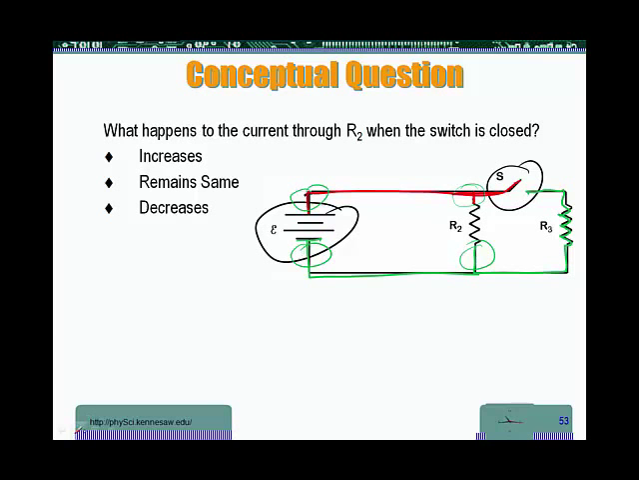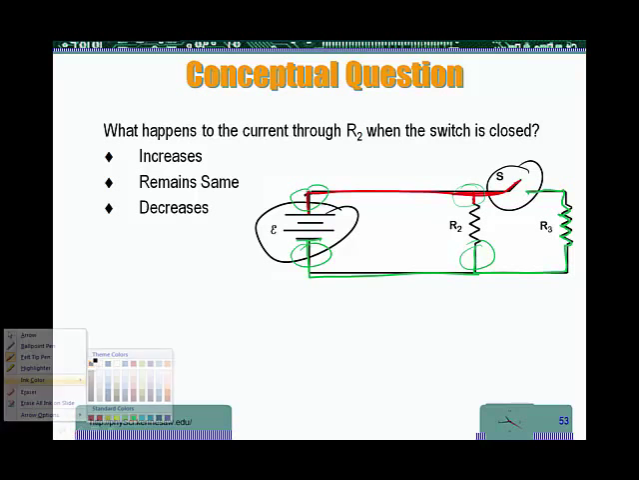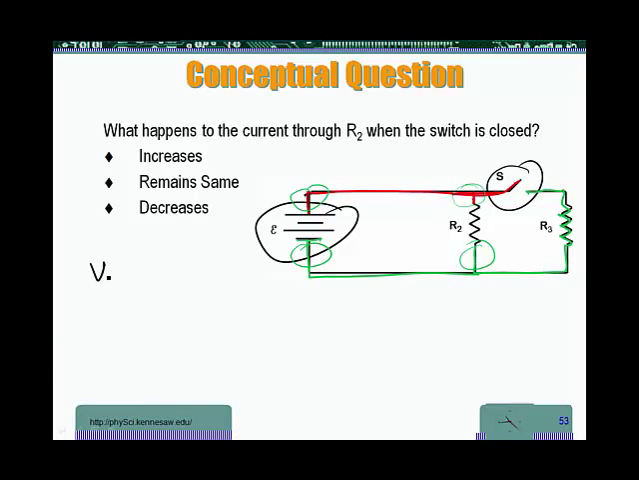So the current through R2, we can find it using Ohm's law. V across R2 is equal to R2 times I2. I'm labeling it as I2. So I2 is equal to VR2 over R2, and we said VR2 is just the same as the voltage across the battery.